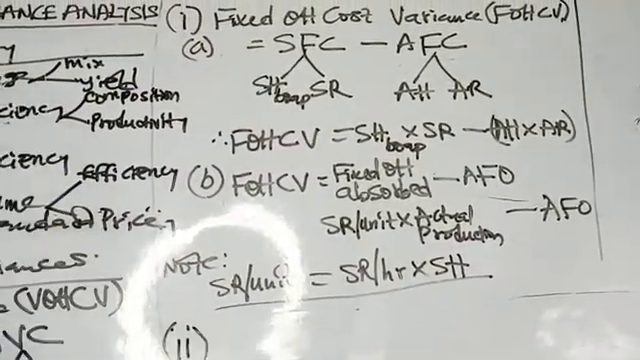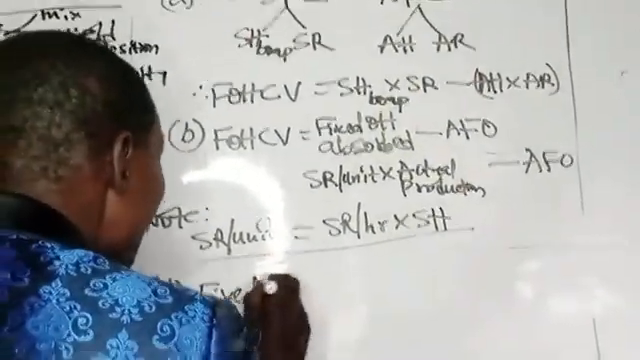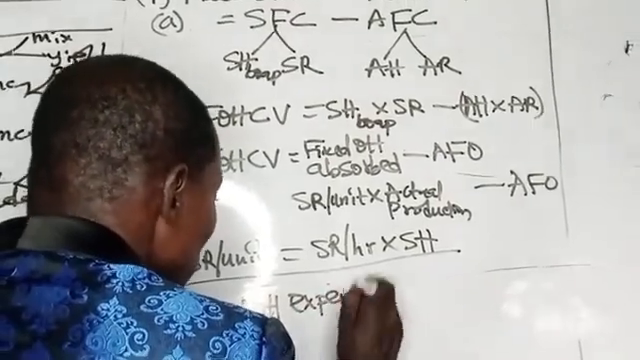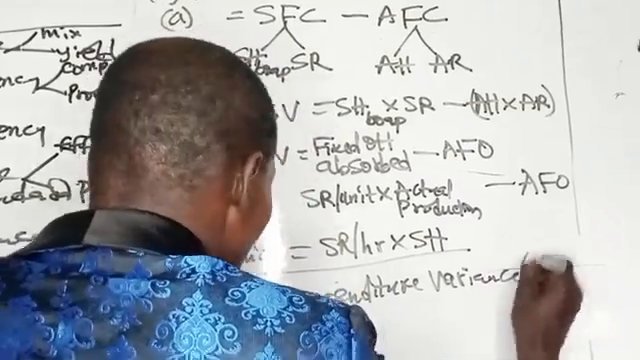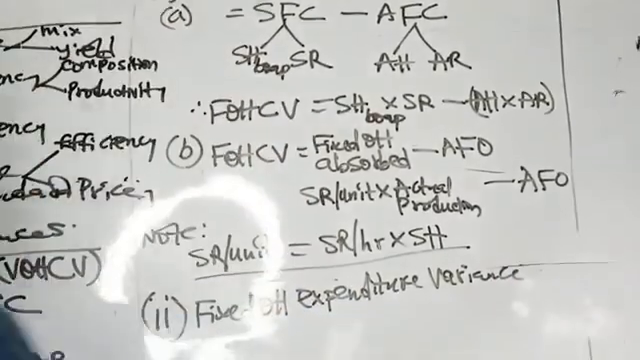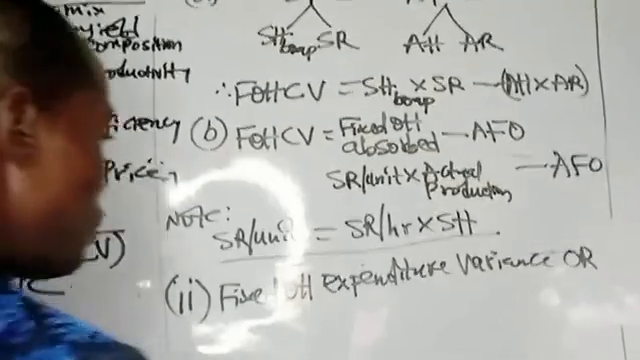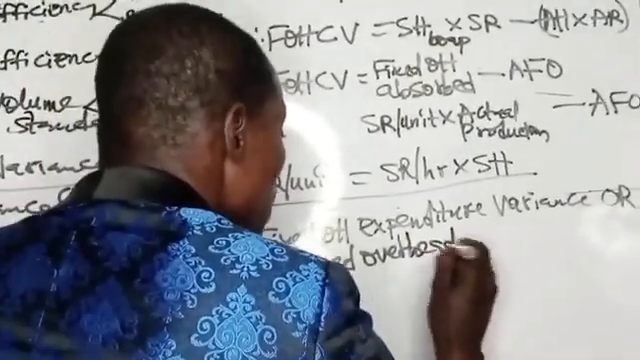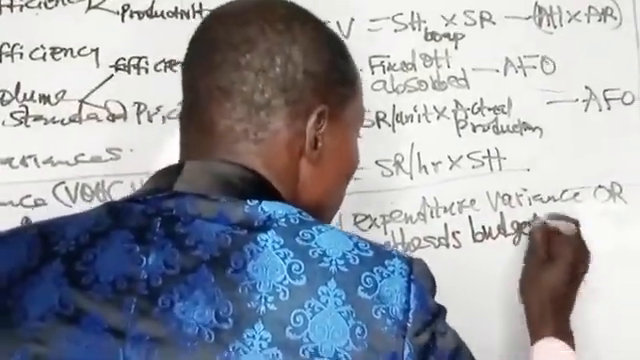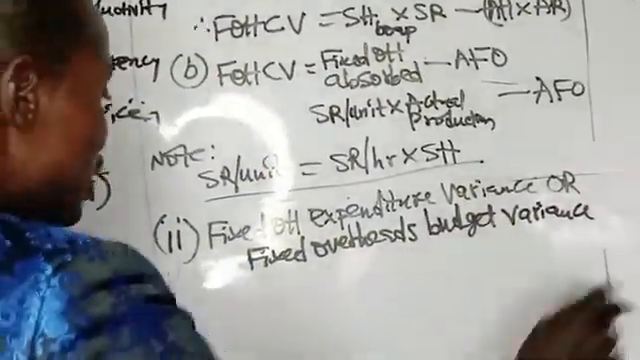Number 2, fixed overhead expenditure variance. Being an expenditure, another word for it is fixed overhead budget variance. Being a budget variance, you want to compare budget with actual.